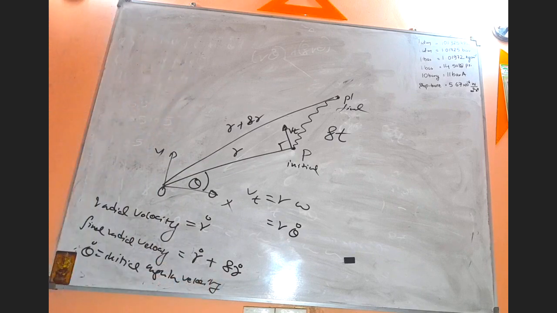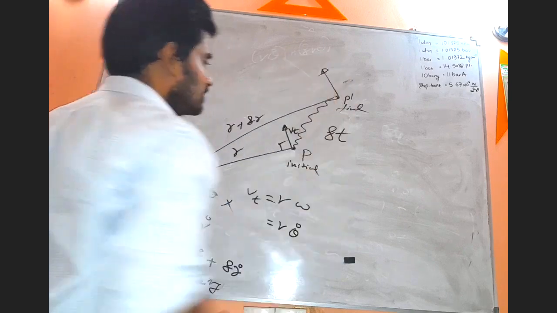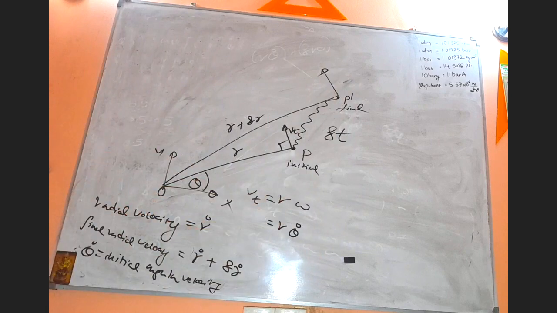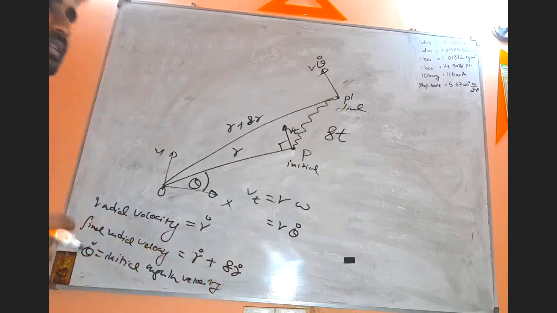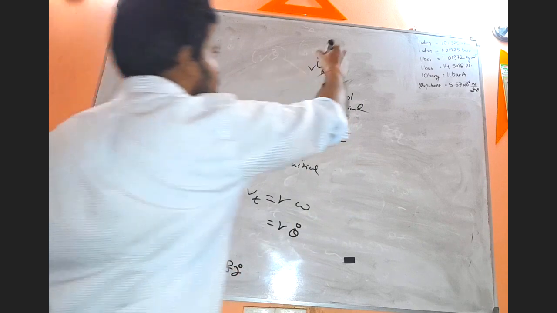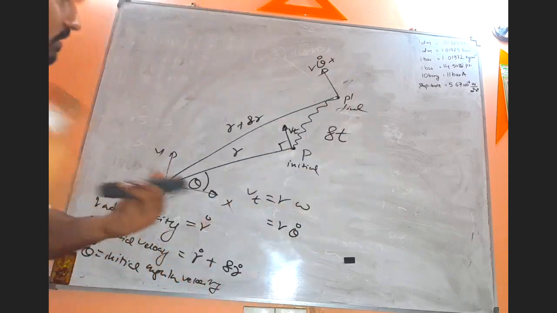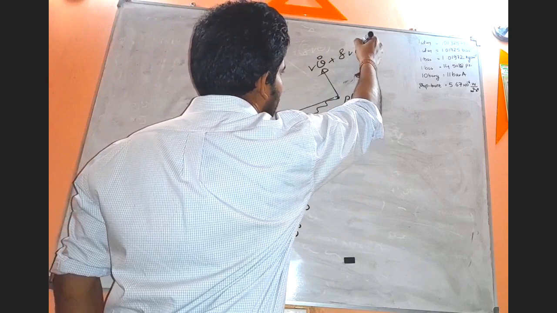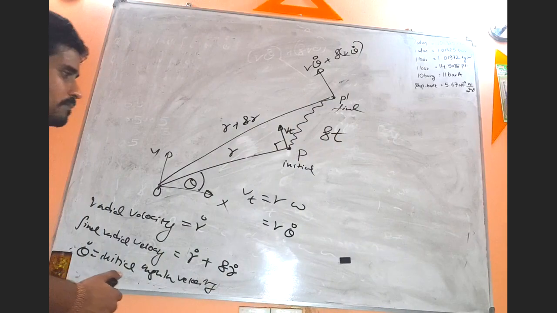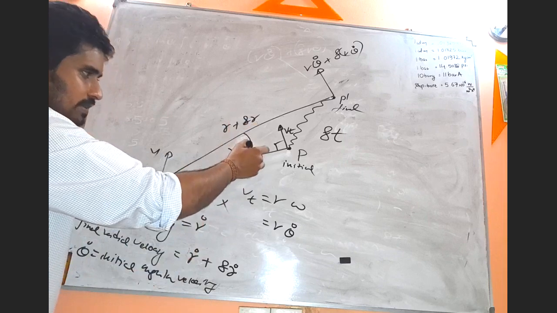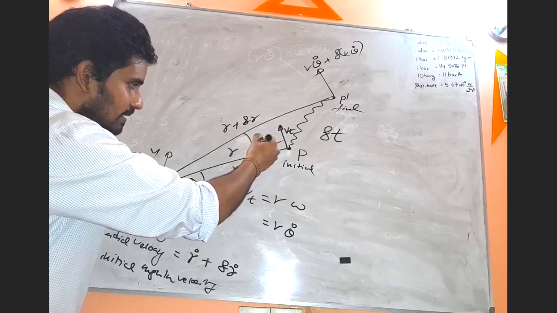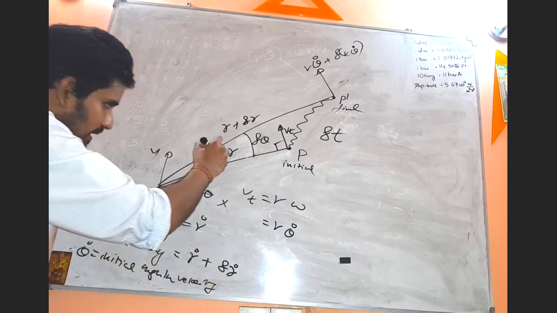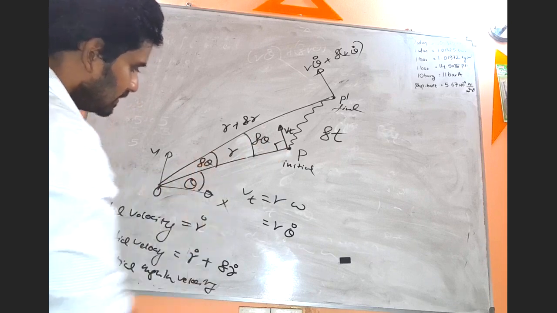Then what is the final tangential velocity? The final tangential velocity will be r theta dot, which is the initial tangential velocity, plus the change in the tangential velocity, so let's call it delta r theta dot. Now you got the point. The difference in the angular displacement between the initial position and the final position, let's call it delta theta. So this small angle will be delta theta.